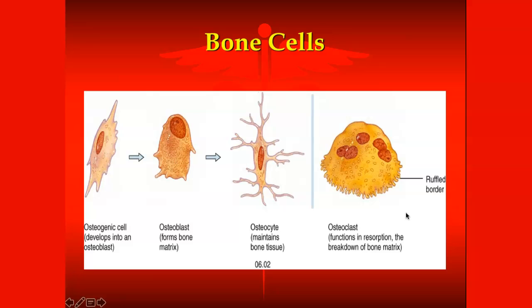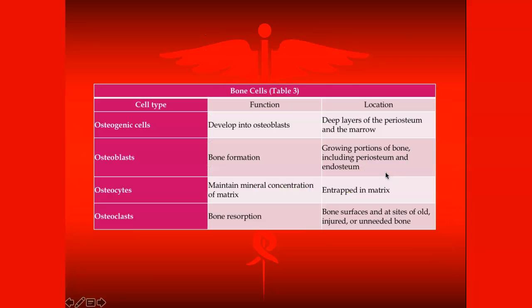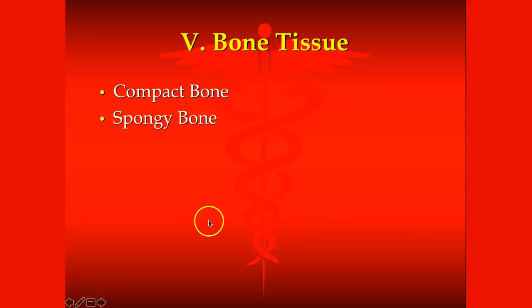So here's another picture just showing that osteogenic cell that can turn into an osteoblast, which turns into an osteocyte. But separate from those, we have our osteoclast, which comes from the family of white blood cells and does separate duties. So I just created this chart for you to kind of remember their function and location. Okay, so we're going to pause right there, and then we're going to start a new lecture on bone tissue.